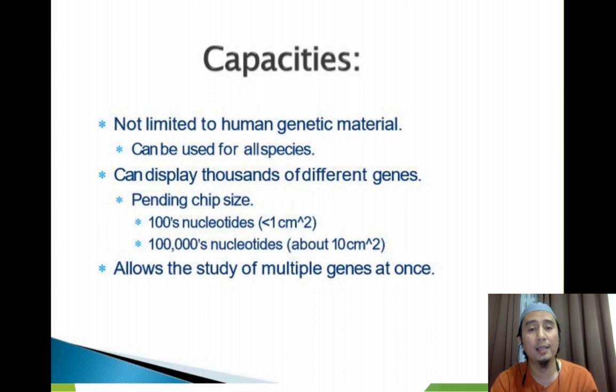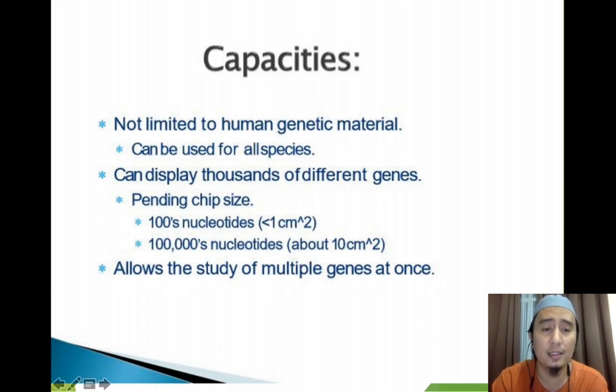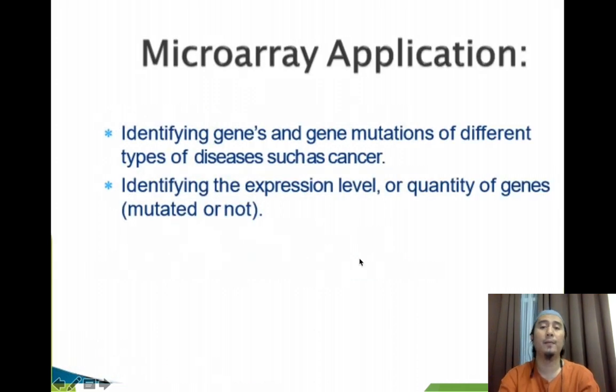And you want to detect specific gene portions in the very long DNA. Thousands of different genes can be displayed, depending on the chip size, right? 100 nucleotides, 100,000 nucleotides, this is the chip size. It allows the study of multiple genes at once. So this is the advantage of the DNA microarray.